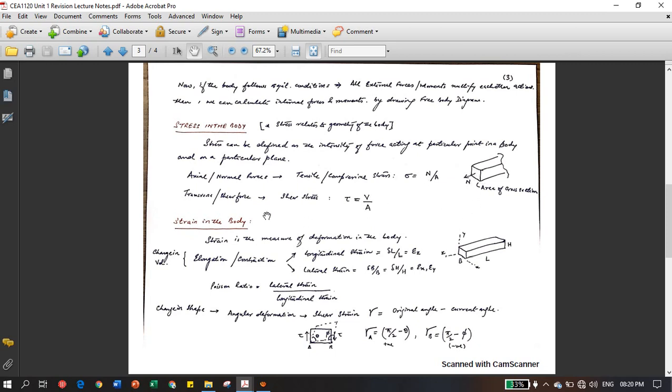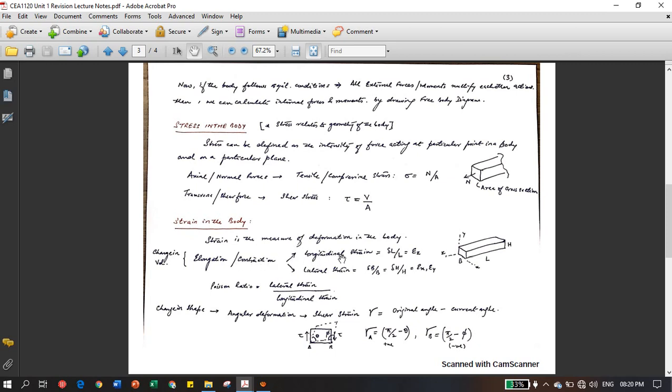Okay, and what is strain in the body? It is the measure of deformation. When you apply a load over here, the body is deforming due to this external load. That is how you can calculate it. All the normal force will result in elongation and contraction. Basically this is your change in volume.